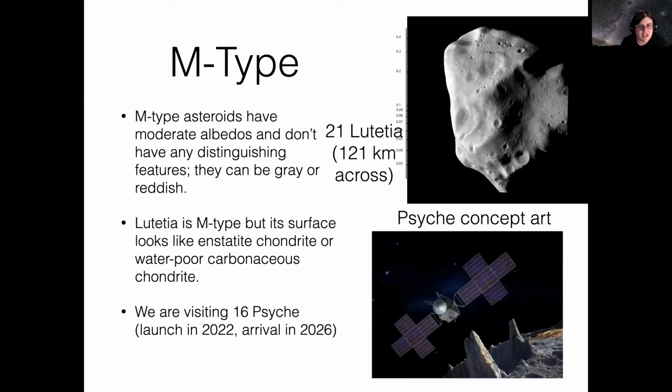Yeah, so Lutetia is M-type, but since we visited with a spacecraft, we can do more detailed work. Its surface looks more like an enstatite chondrite or a carbonaceous chondrite that doesn't have very much H2O in it. Now, Psyche is probably metal, and we're visiting it with a spacecraft. The mission is still called Psyche, and it should arrive middle of next decade.